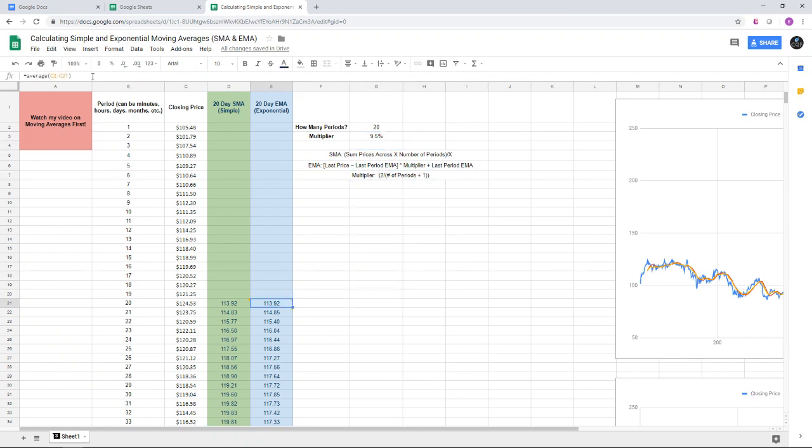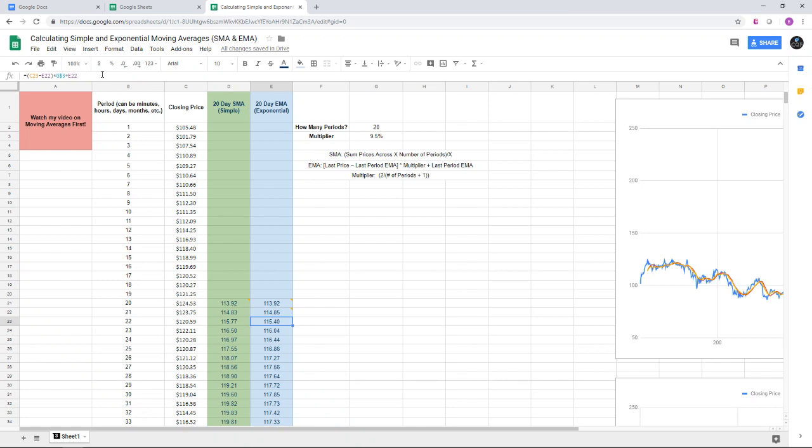Now, if you remember in the video, I mentioned the very first period in the EMA is simply the SMA, because you need a data point. So that's why you see the C2 to C21. And then here you begin the exponential weighting process. So what you're doing here is you are looking at the new period, which is $123.75. You subtract it out by the last period EMA, which is the $113.92. You multiply that difference by the multiplier, the 9.5%, and then you add back in the last period EMA. And that gives your EMA, and then you can drag it down.